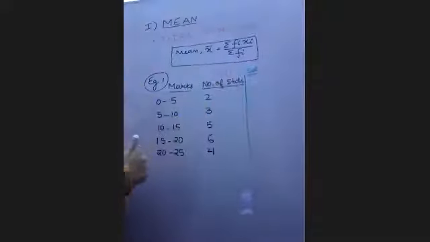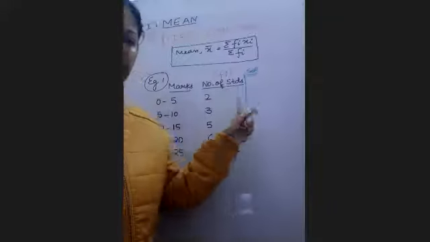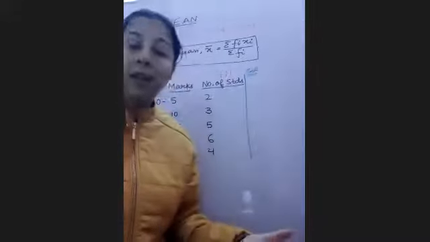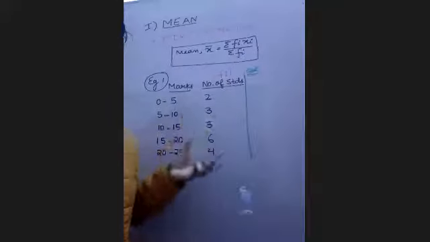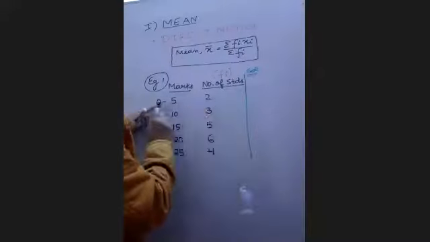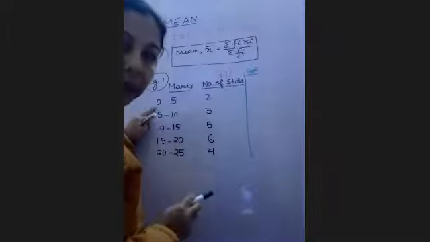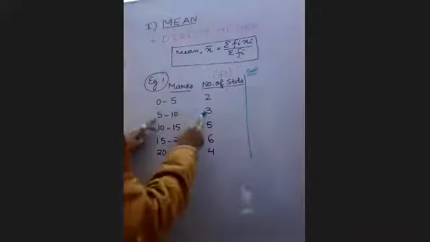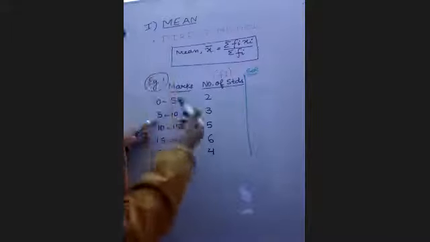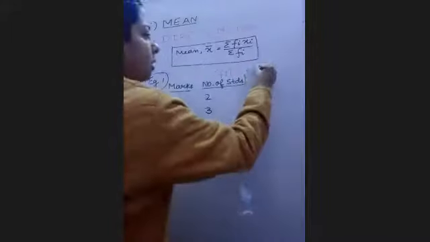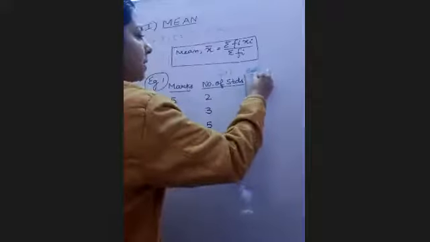All right. Now, what is the first thing we need to know? We are given that 2 students score between 0 to 5, but what score do they have? Unless I know the class mark, I can't do it. So what is the first step I need to calculate here? I will assume the class mark. These 2 students are scoring 2.5 marks. That is what we discussed. What is the class mark of 5 and 10? What is the midpoint? 7.5. So the first column in the solution table will be xi.